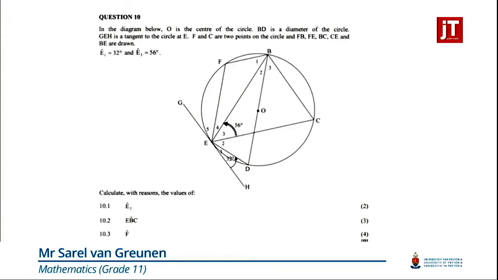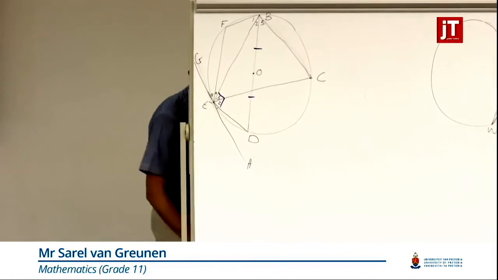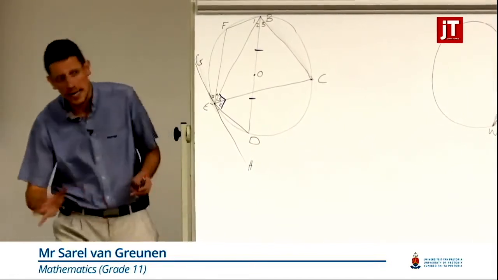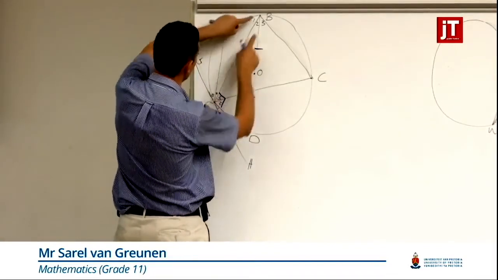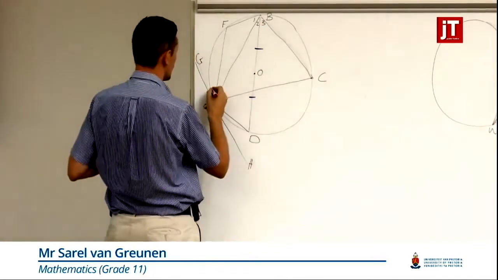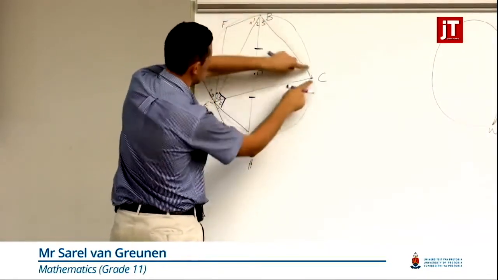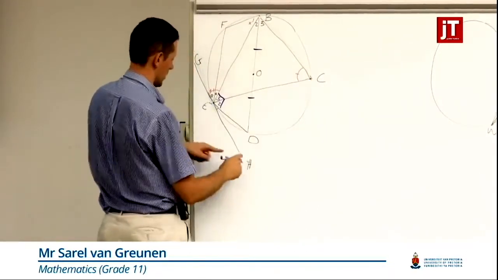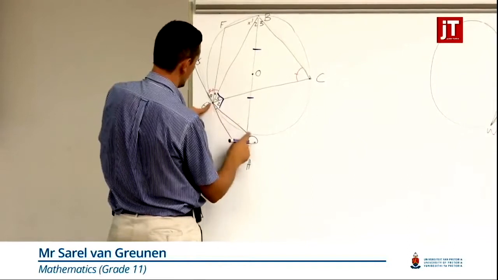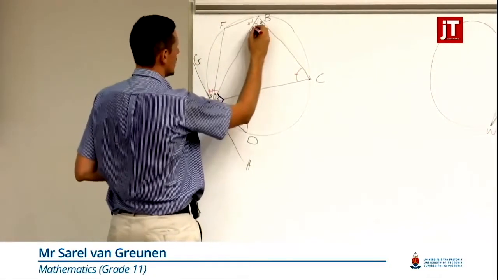GEH is a tangent to the circle. Now here starts the fun. I'm telling you, I'm going to highlight a few things here that you didn't see. Maybe. Well, let's start from the top. There. G5 is B1. There. That one is that one. From the bottom, that one is that one.